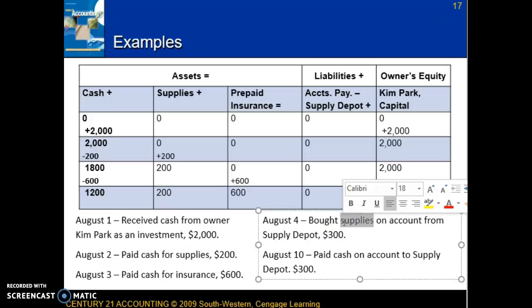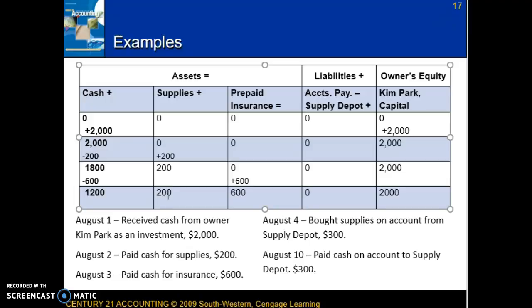So, bought supplies on account. First thing I see right here is the word supplies, so that tells me our supplies account is going to be used. Now since we bought supplies, we're going to be increasing that by $300. And then also, we need to go over to accounts payable, Supply Depot, and we're also going to go ahead and plus $300. Here's why.